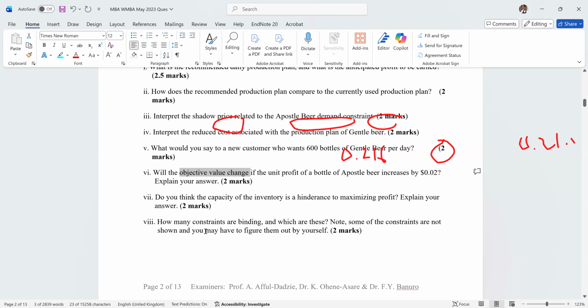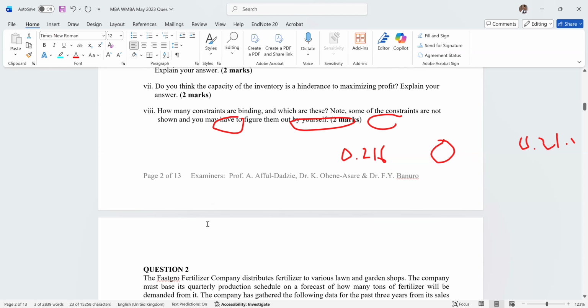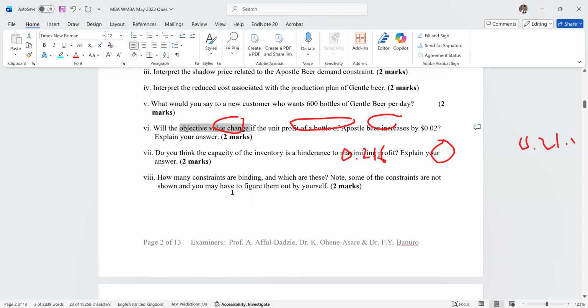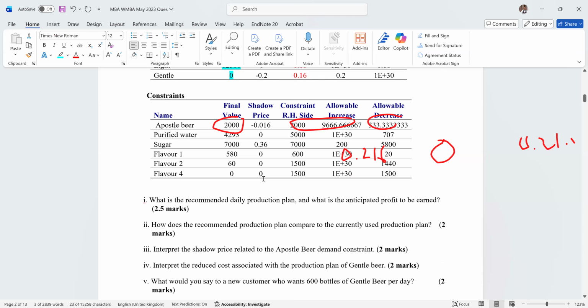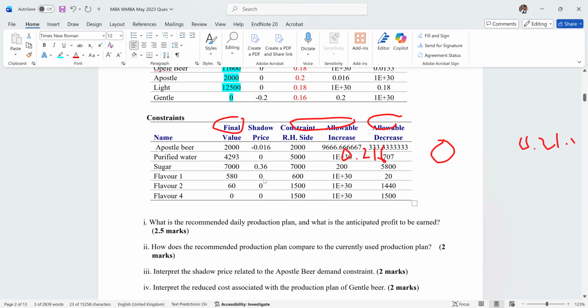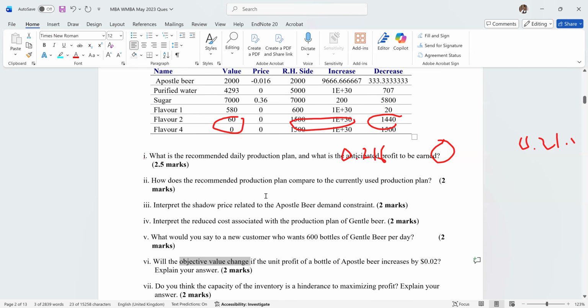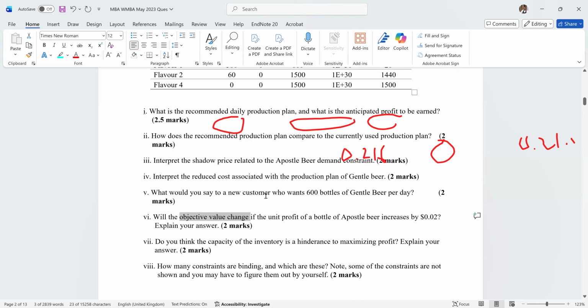Okay, so we go to the last one for today. How many constraints are binding and which are these? This one is the easiest question. Is this a binding constraint or not? How many constraints are binding? Three. Mention them.